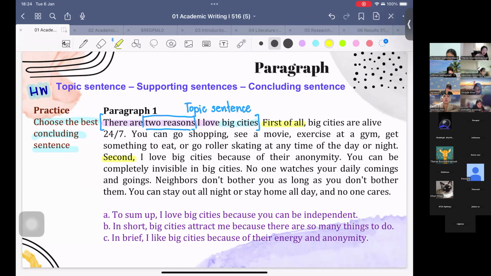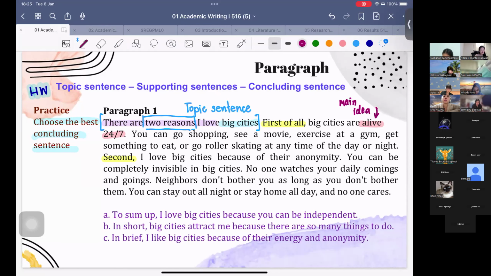So the first idea starts with the words "first of all," and then introduces the first reason why I love big cities: it is alive 24 hours. So "alive 24 hours" would definitely be the main idea. So this is the first one.